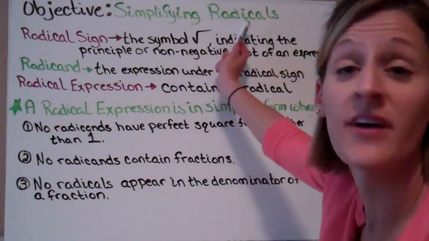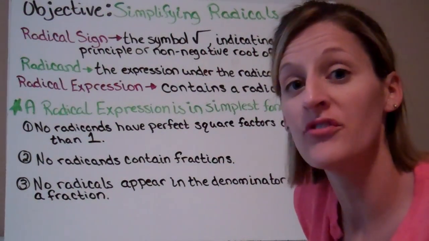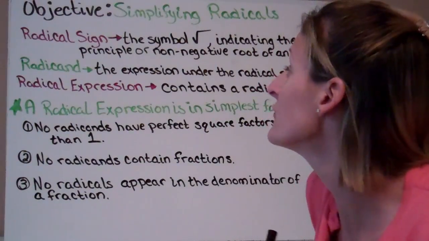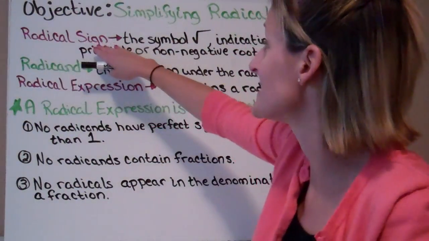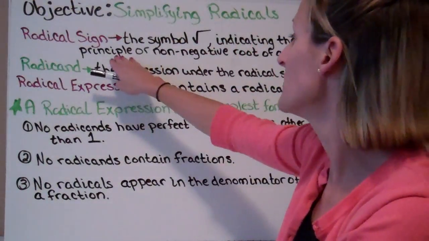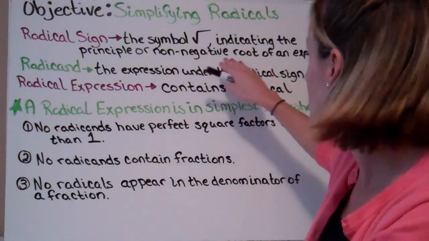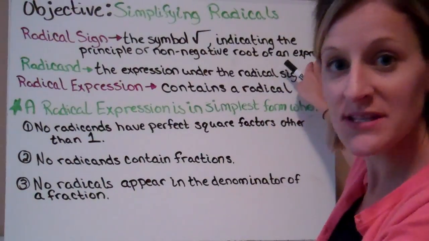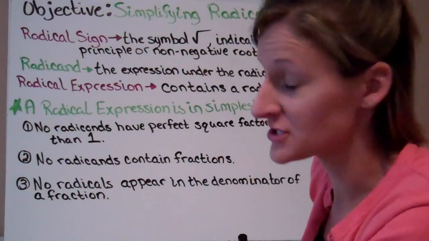Let's look at simplifying radicals. Now, let's go over a few definitions first. The first definition is a radical sign. This is the square root symbol, indicating the principal or non-negative root of an expression. So basically the positive root of an expression.